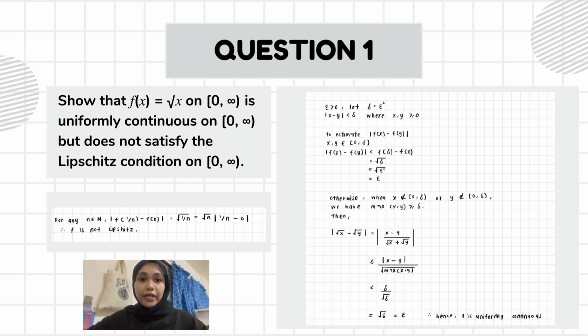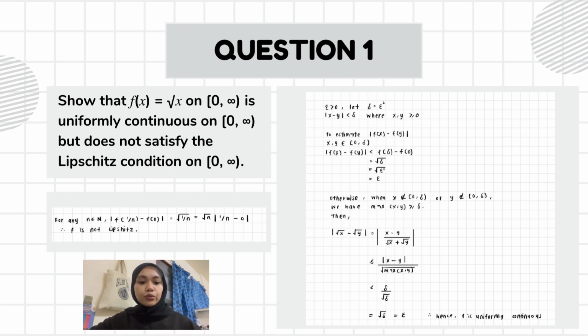For question number 1, we need to show that the function square root of x on 0 to positive infinity is uniformly continuous but does not satisfy the Lipschitz condition. So first of all, we take epsilon more than 0, and then we let delta equal epsilon squared. And then we have the modulus of x minus y must be less than delta, where x and y are more than or equal to 0.